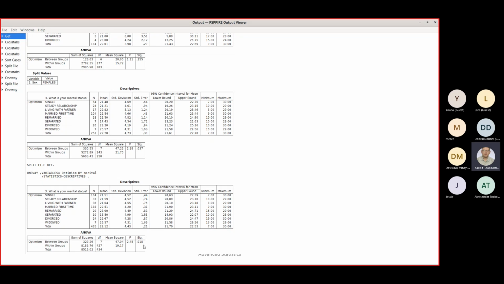That means that the differences between different marital statuses are statistically significant. That means that there is a relation between marital status and optimism. And this was the first task, presence or lack of relation.